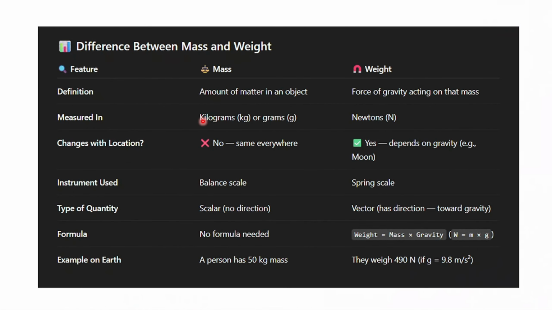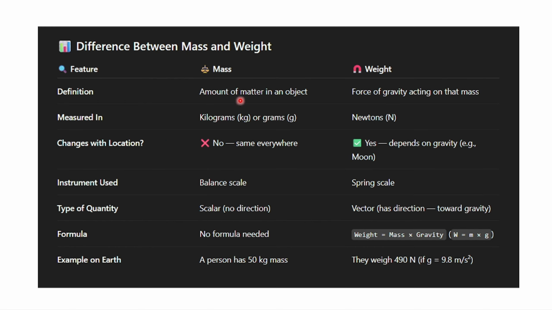Now, mass does not change with location. 60 kilograms in Germany will be 60 kilograms in Spain. You'll be 60 kilograms next to the equator, 60 kilograms on the moon, on Mars. Mass does not change based on location. But weight does change, because weight is the amount of gravity pulling you down. Earth has different gravity, the moon has different gravity, Mars has different gravity. That's why weight changes with location.